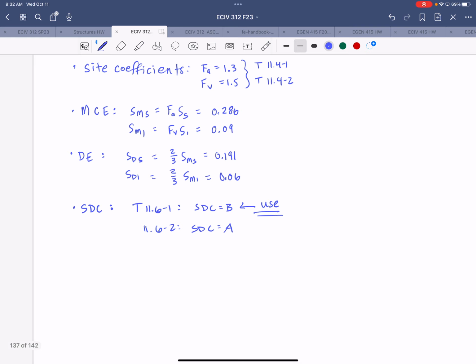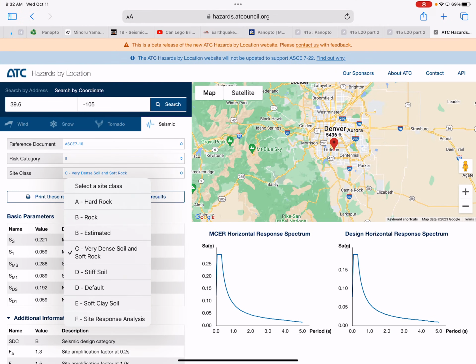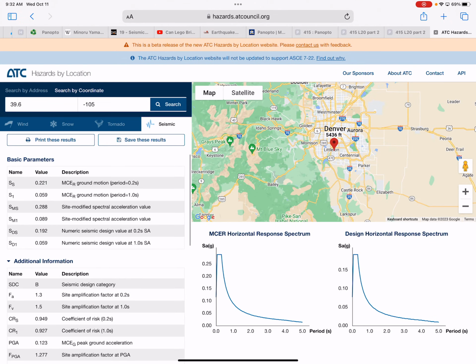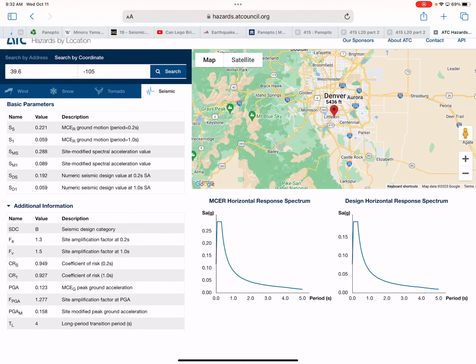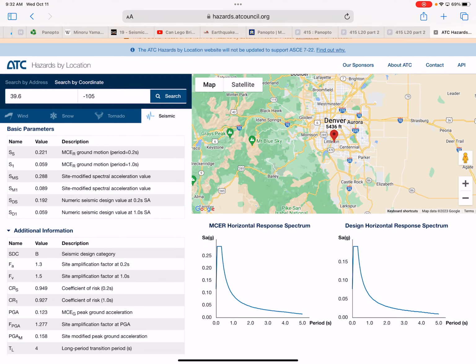Also, what this website will tell you is the seismic design category. That's the first line under additional information. So we got that correct. You can also verify your site coefficients down there, FA and FV. And all the other stuff is beyond the scope of this class. You don't have to worry about it.